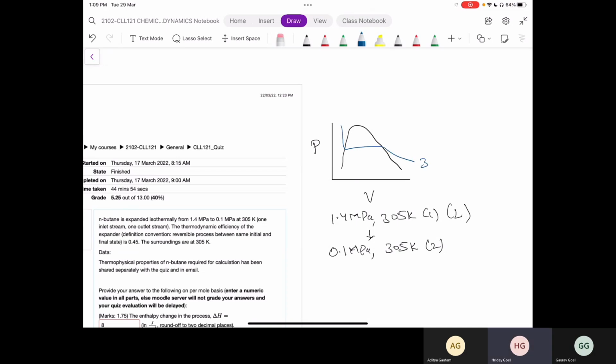Okay, I understood my mistake. I have not taken the latent heat of vaporization, I believe. So this is your latent heat on the isotherm, but I think I have missed it.